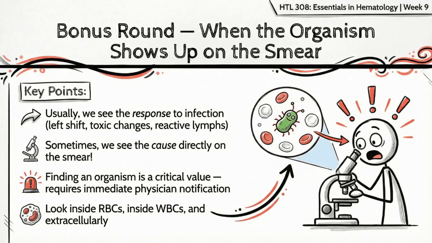The key principle: intracellular organisms, organisms found inside leukocytes or red blood cells, are significant and essentially rule out contamination. Extracellular organisms alone are more ambiguous and could represent contamination, particularly from an IV line. So when you see organisms, always note whether they are intra- or extracellular, and always correlate with the clinical picture. Let's look at the main categories.